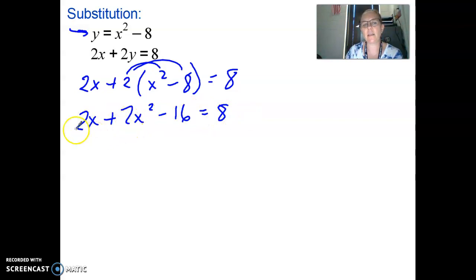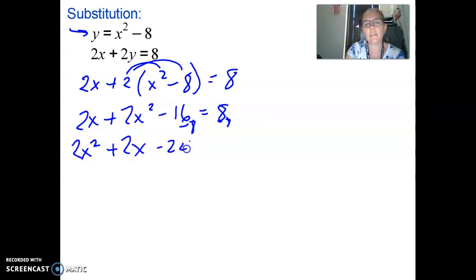Okay, so now look at the kind of equation that we have. First of all, these are not like terms. I can't put them together. This one is x to the first. This one is x to the second. And I notice immediately that I have a quadratic equation. And I remember that when I have a quadratic equation, I want to make it equal to 0. And I want to put these terms in descending order. Okay, so let's do that. 2x squared will be first. 2x will be second. And if I subtract 8 from both sides, I'll get negative 24.